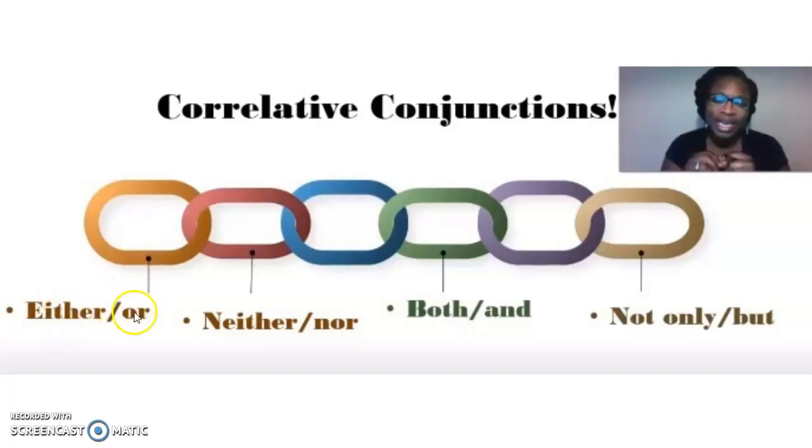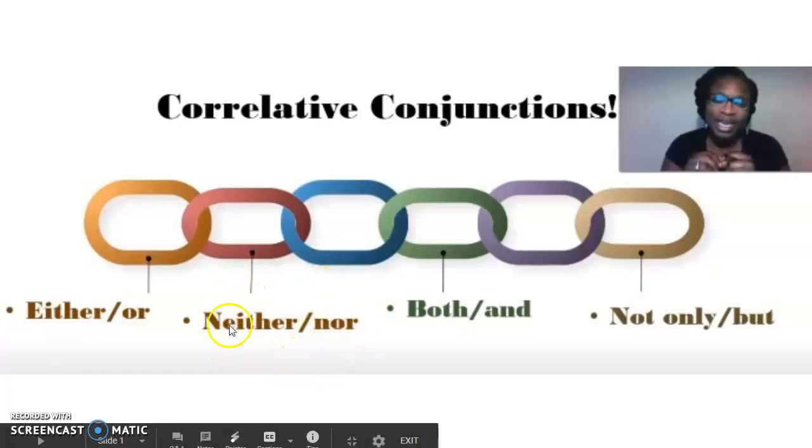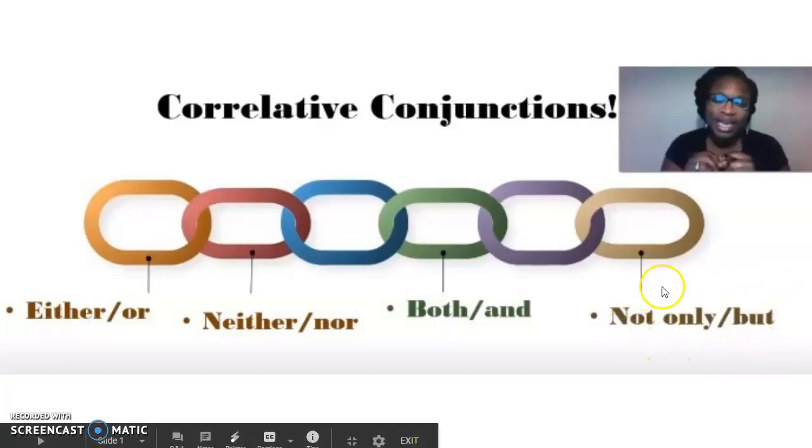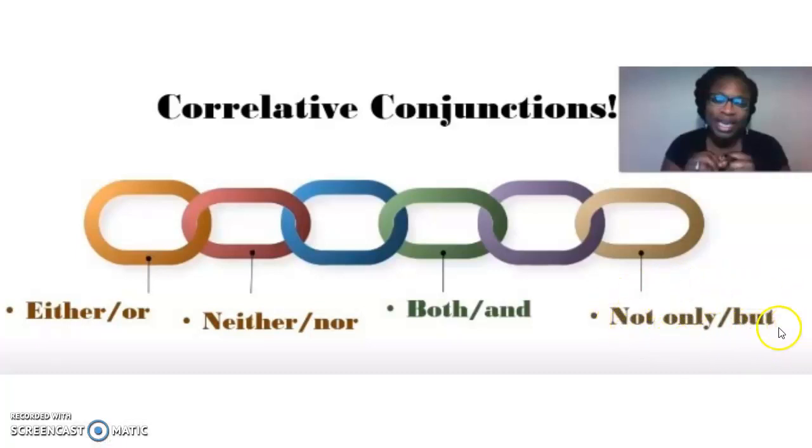So when we have either or, that means it's one or the other, but not both. Neither nor, that's totally the negative situation where it's not one and it's also not the other. So this would be one of the choices. This would be zero, okay? Both and, that's the positive one that links two things. So this would be two, both this and that. And then these are positively related.